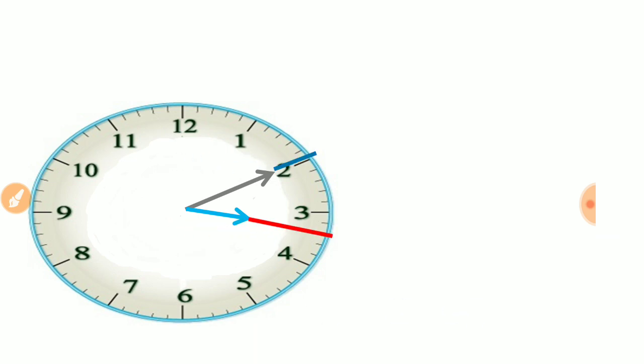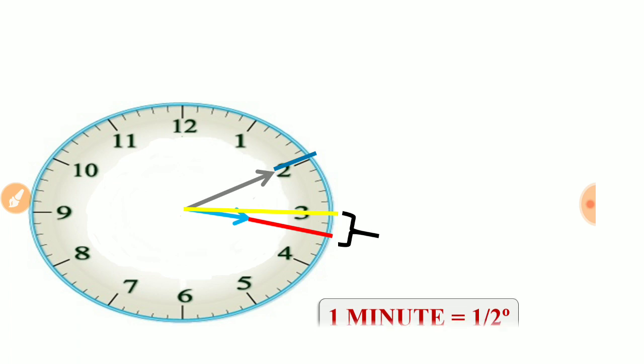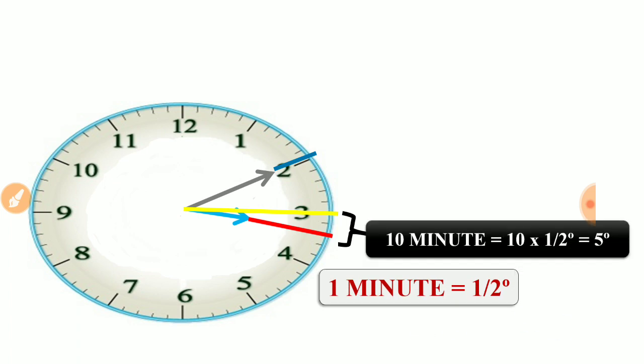So I have to draw a line like this, and I need to find the gap between the yellow line and the red line. The yellow line and the red line, that is the movement of the hour hand, is a result of the 10-minute movement of the minute hand. So the gap between the yellow line and the red line is just because of 10 minutes. We know that 1 minute is half degree, so 10 minutes equal 10 into half, that is 5 degree.